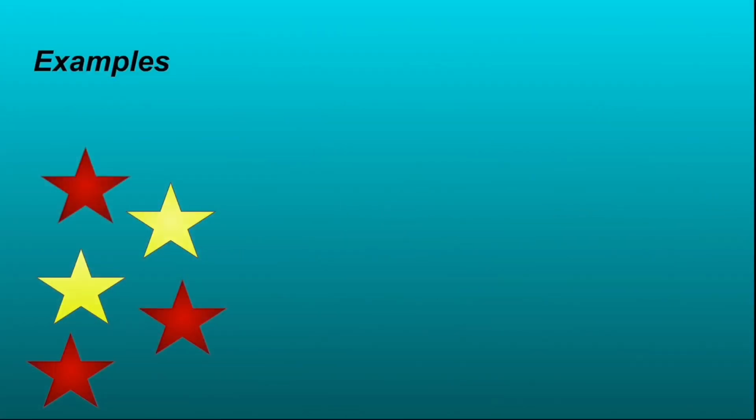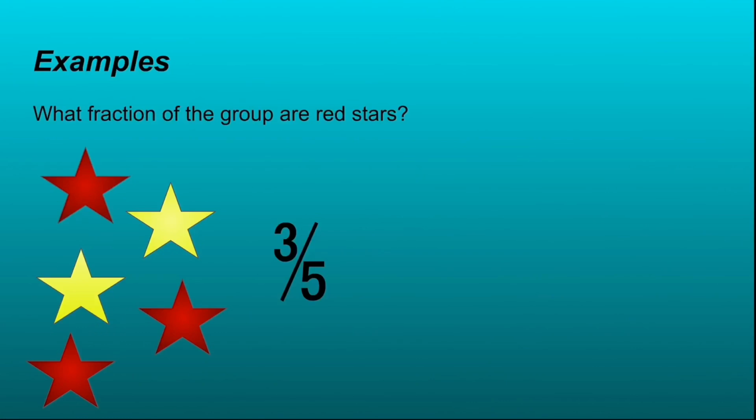All right, let's take a look at our next example. What fraction of the group are red stars? There are 3 red stars over 5 stars altogether. We call this fraction 3/5. So the numerator is the amount of red stars and our denominator is the amount of stars altogether.